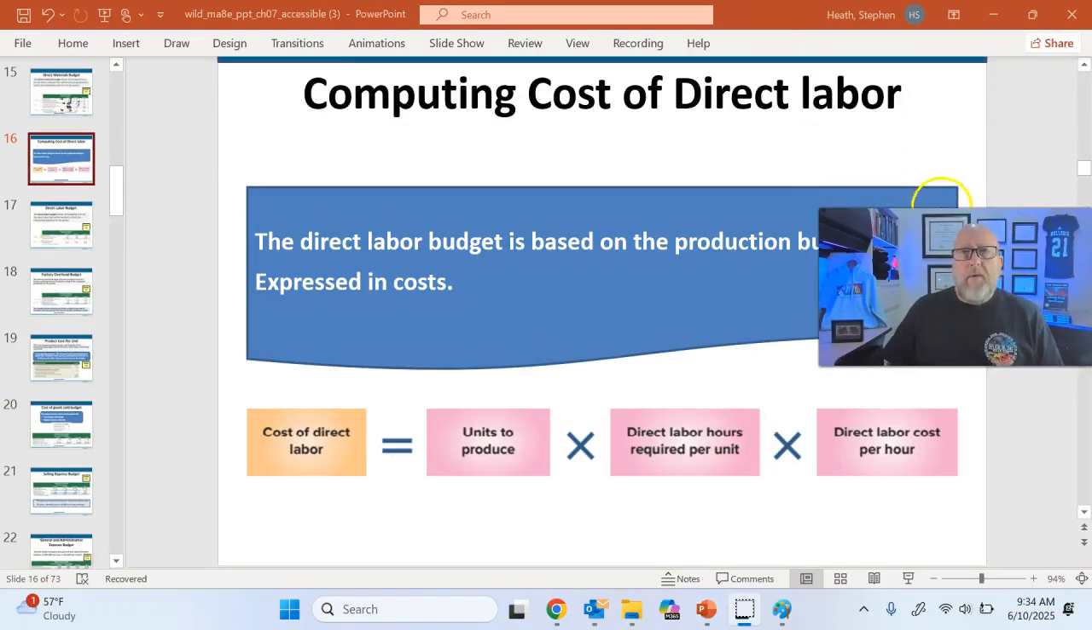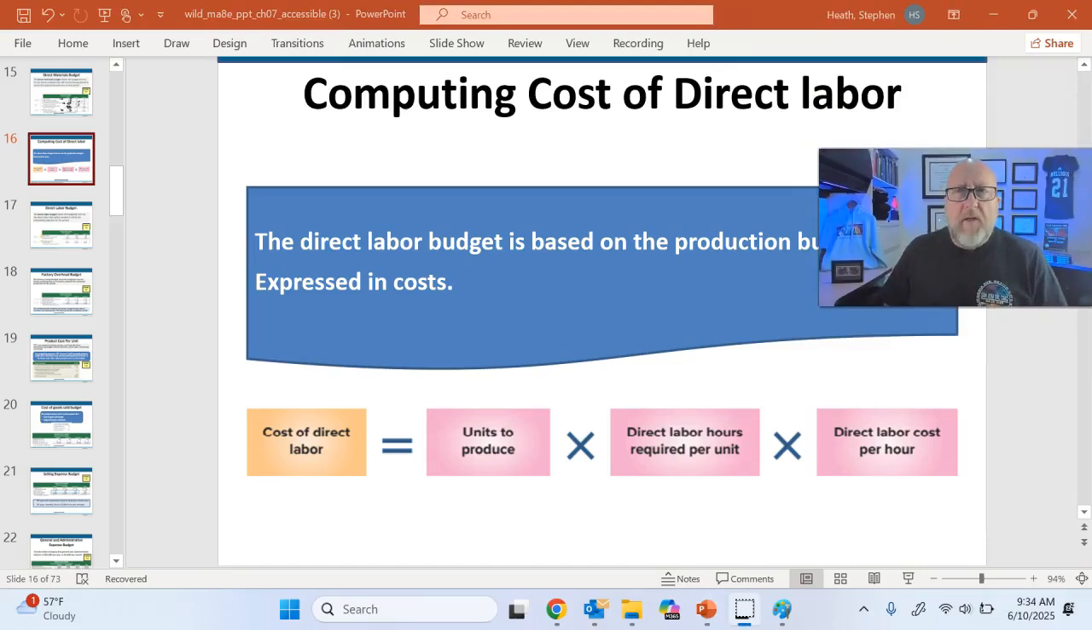Okay, labor, cost of labor, much easier because there's no beginning inventory of labor and there's no ending inventory of labor. Okay, so the cost of labor really is the units to produce times the number of labor hours that are required per unit, and then times the cost per hour for direct labor. Not terribly difficult.